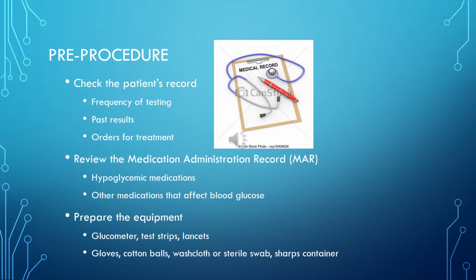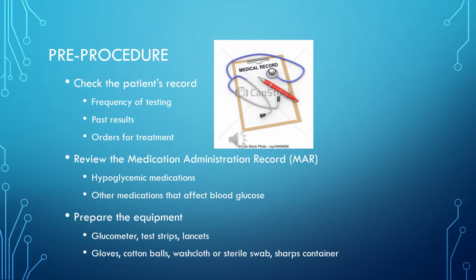The next thing is we need to look at what are the orders for the treatment. So if we find this high hyperglycemic state of the patient, what's the orders? Is it a sliding scale on insulin? If it's a low blood sugar, what do we do? All right, so we need to know what has been ordered for treatment for the patient before we start the testing.